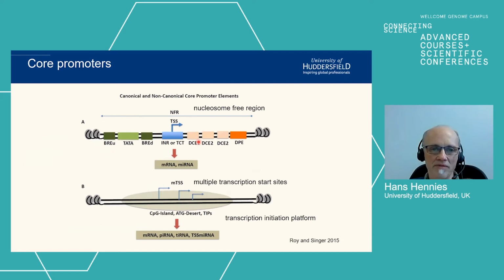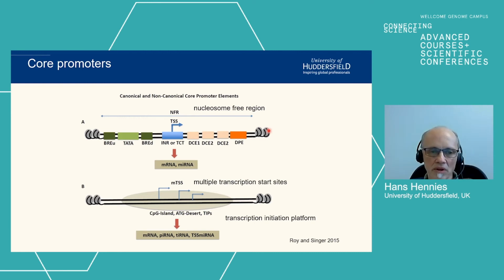So we have a core promoter with a number of promoter elements or recognition sites, and this would be the so-called canonical core promoter with some of its elements. This is in a region which is open on the chromatin level, so it is free of nucleosomes. We have nucleosomes on either side of this core promoter.